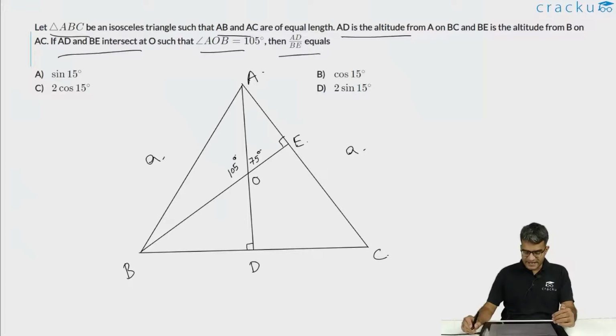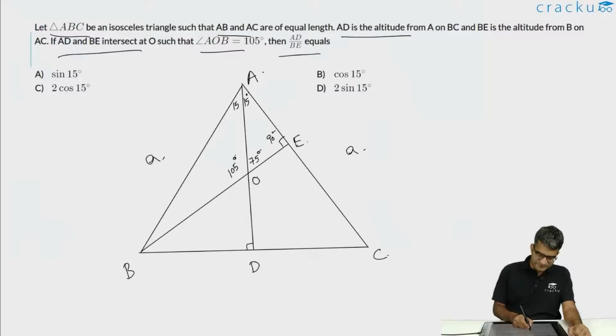This would tell us that angle OAE will be 15 degrees. Why is this 15 degrees? Because these are the three angles of a triangle. This is 90 degrees because this is the altitude. Another angle is 75 degrees. So the third angle will be 15 degrees, as the sum of the three angles of a triangle is 180 degrees. This would imply that angle BAD is also 15 degrees.